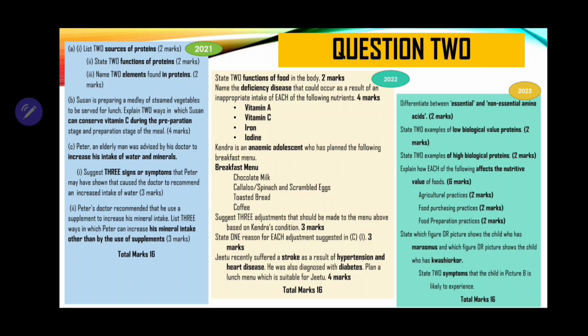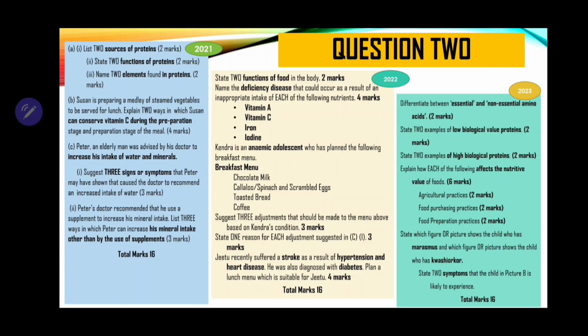Now moving on to 2022 part B. Kendra is an anemic adolescent who has planned the following breakfast menu. Now for the breakfast menu, you see there is chocolate milk, kalaloo or spinach and scrambled eggs, toasted bread and coffee. Now this question says you're to suggest 3 adjustments that should be made to the menu above based on Kendra's condition. So what is Kendra's condition? She is anemic. What does anemic mean? When there is a lack of blood in the body, right?